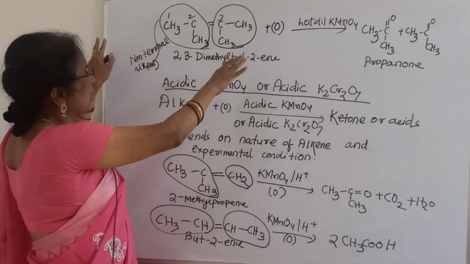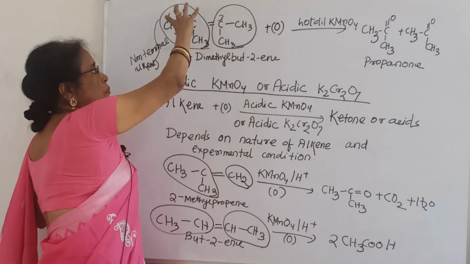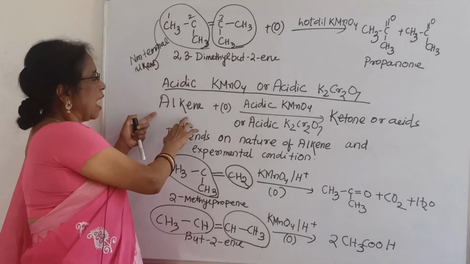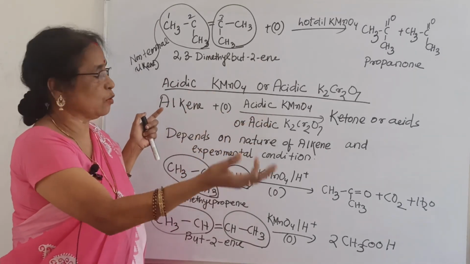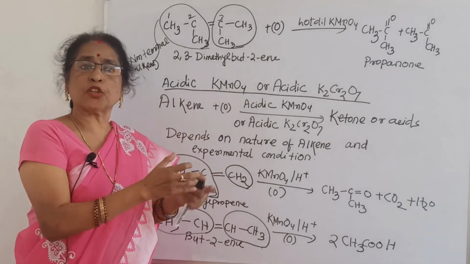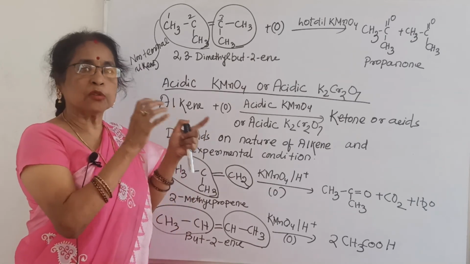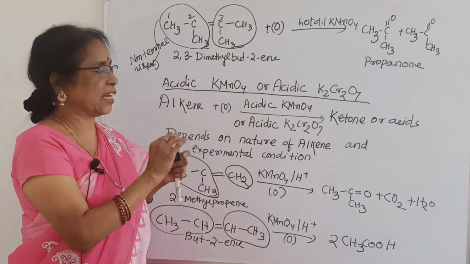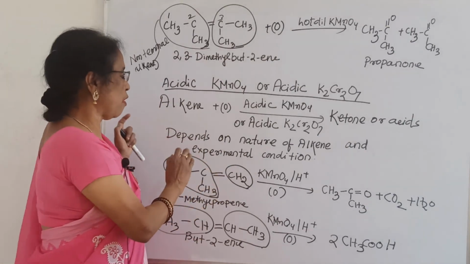It separates at the double bond as ketone, propanone. And here the condition is acidic KMnO4 or acidic K2Cr2O7. It gives ketone or acid according to the nature of the alkene. How can you get acid? How can you get ketone? When you see the alkene, it is already clear. You can understand what type of ketone and what type of acid it will form.